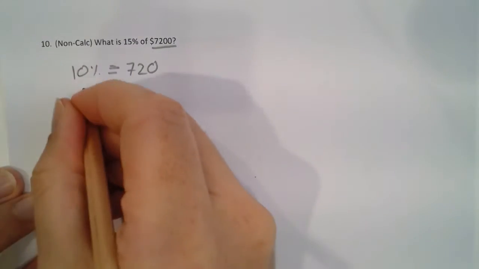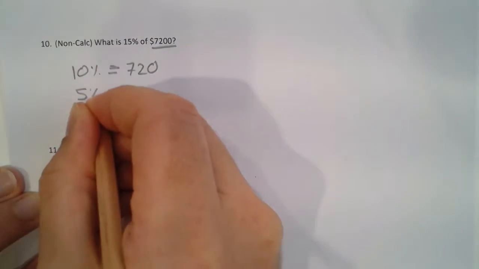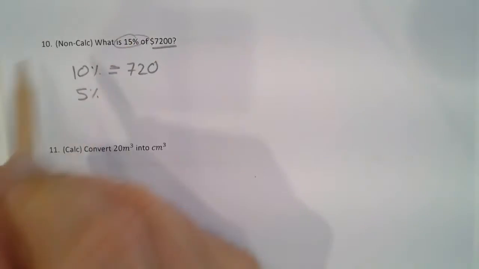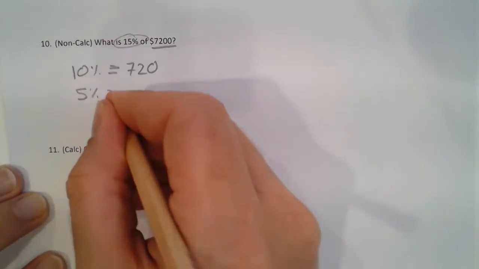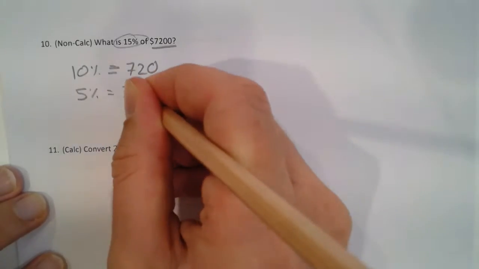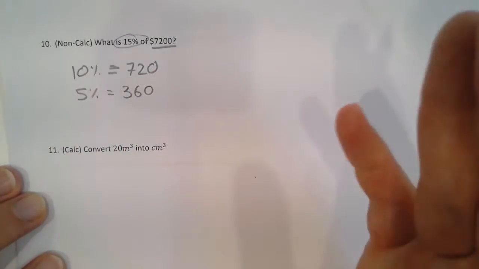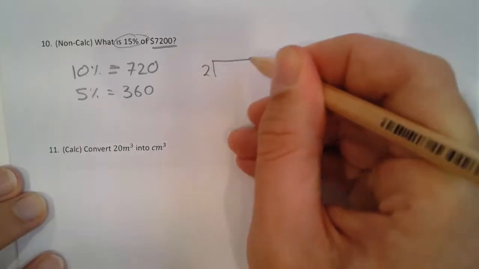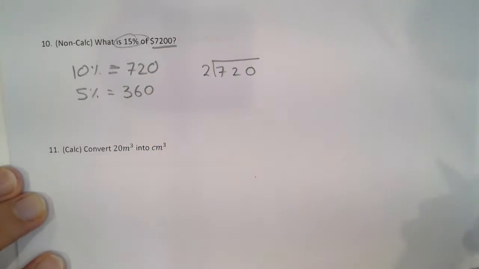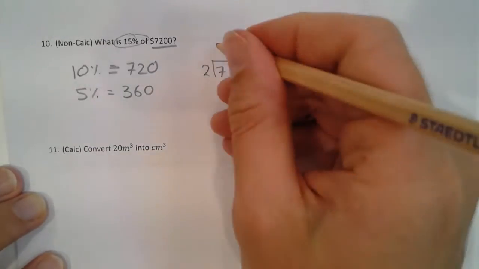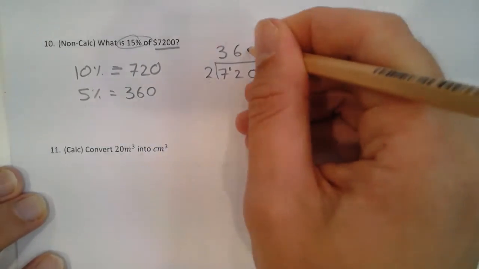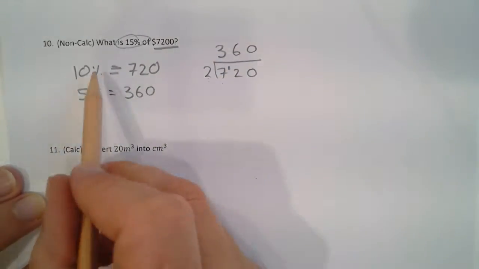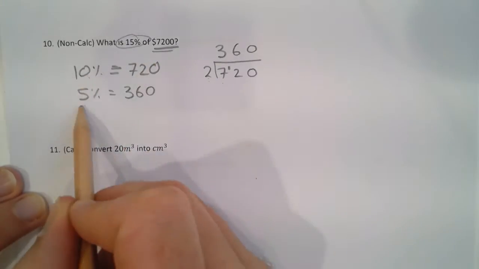If that's 10%, I now need 5%. That's because I want to eventually get to 15. So half of 10 is 5, half of 720 is 360. I'll just prove that. To halve something, you divide it by 2. 2 goes into 7 3 times, remainder 1. 2 goes into 12 6 times, 2 doesn't go into 0. So 10% is 720, 5% is 360.